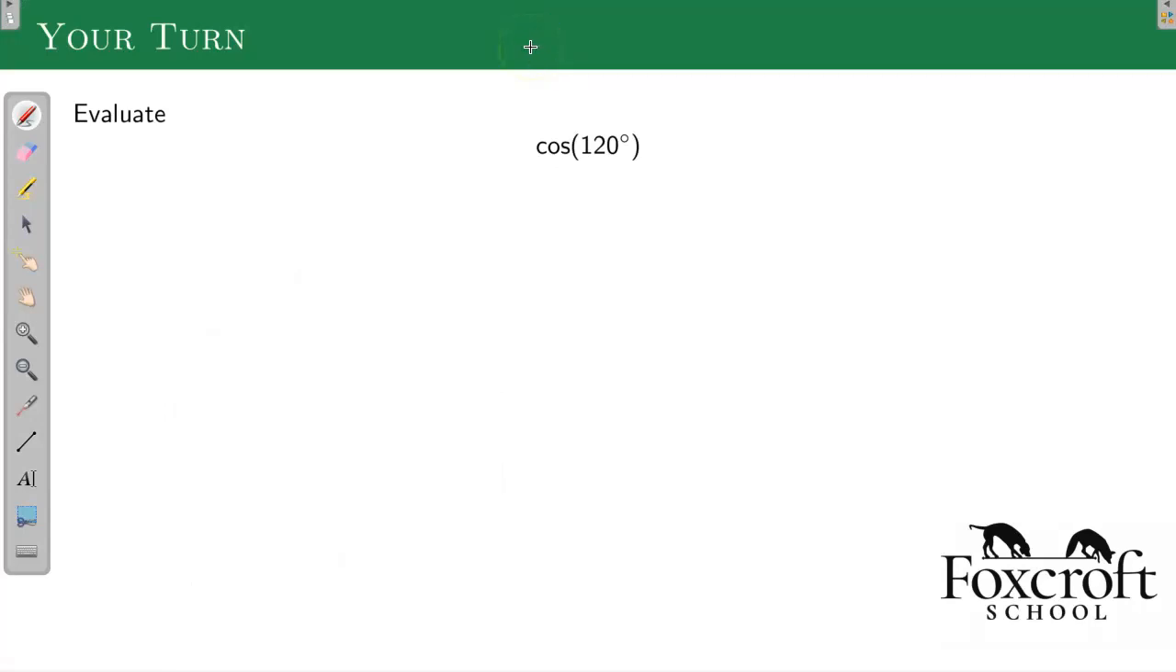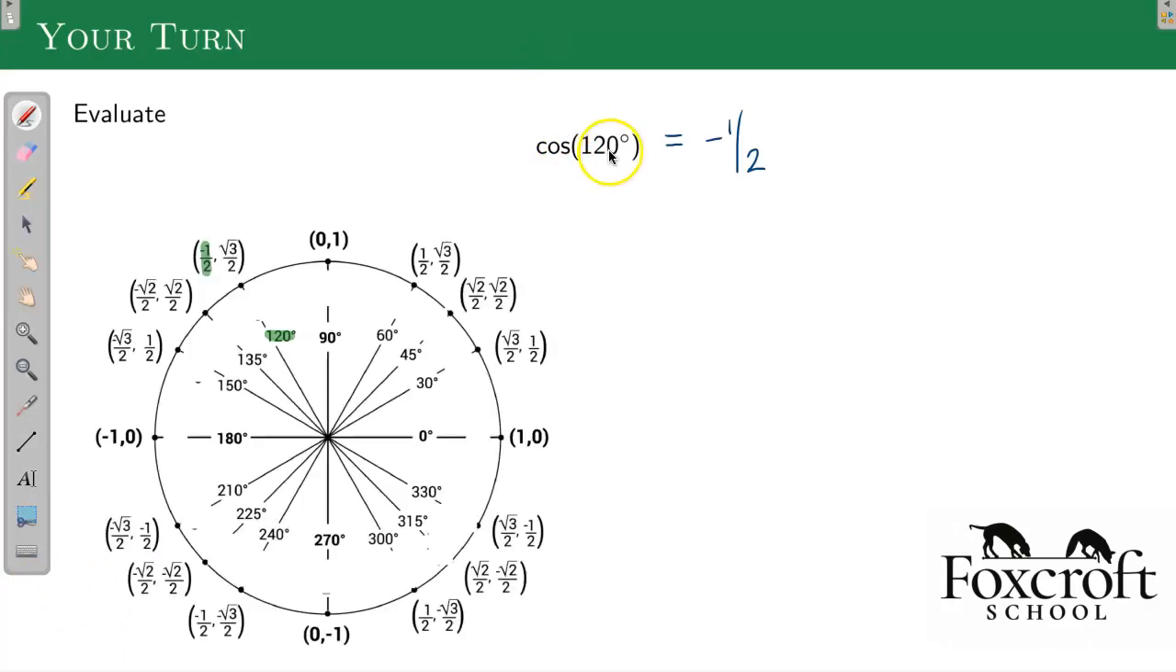Alright, so here's one for you to try on your own. What is cosine of 120 degrees? Go ahead and try that on your own. I'll show you the answer in 3, 2, 1. Hopefully you know now. Just pull up your unit circle, find 120 degrees. Cosine is the x value. Our final answer is negative 1/2.